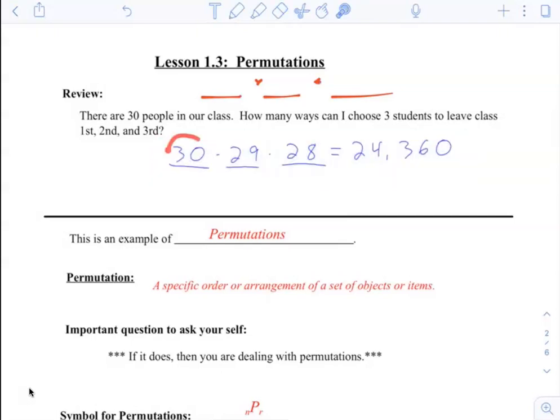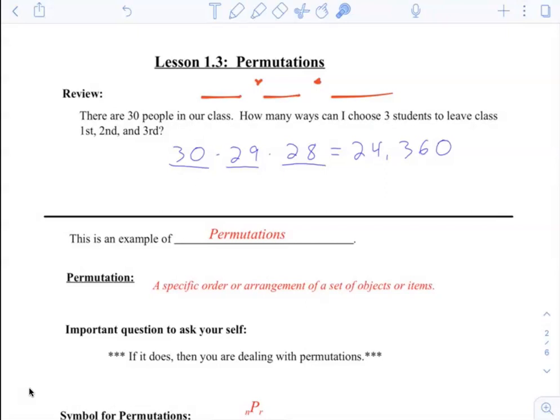Again, the 30 is because that's how many people we started with. But whoever went first can't go second, so there's only 29 people for the second one and only 28 for the third. Now that's something that we've been working on. We talked about that last week. So why is that different, or why are we talking about it today? Well, there's another way to do this same problem.